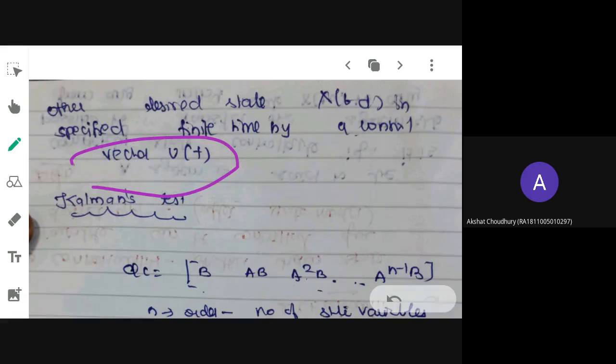Complete the definition. So if you are able to transfer the system state from an initial value to some desired value within a particular time by using a control vector u of t, then the system will be said to be controllable. Okay, this is how you will be defining controllability. Have you finished the statement? Have you taken down? Shall we proceed?